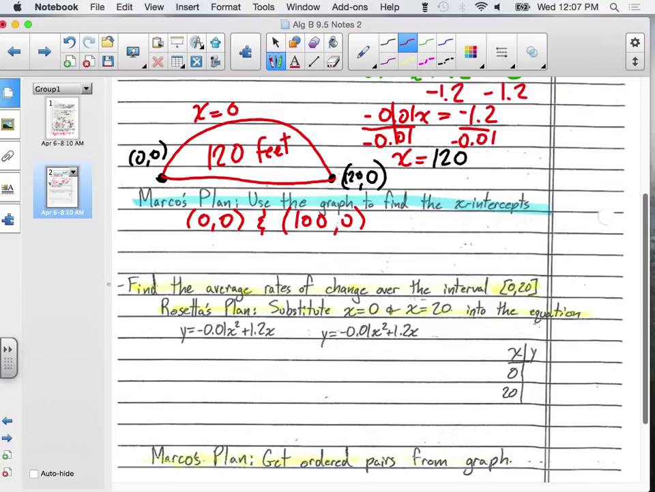So we have an x-intercept of 0, 0. We have another one of 100, 0. So how long do you think Marco's bridge is? 100 feet long. So Marco's bridge, I think we need that right here.